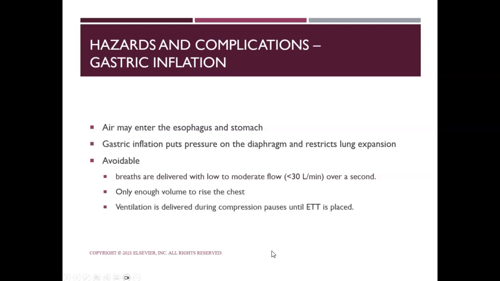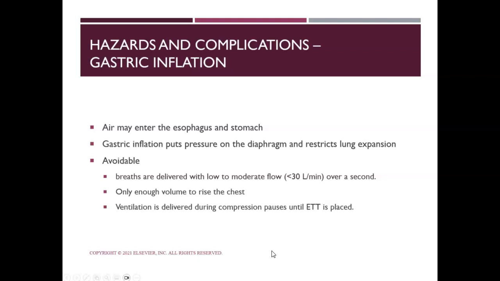Gastric inflation is another big complication. I've already shared how much I hate vomit. I do not want my patients vomiting on me, especially when I'm trapped at the head of the bed with no route of escape during codes. So I want to do everything in my power to minimize the amount of air that's going to go into that esophagus and stomach. Okay. Not just because I'm scared of vomit, but also because if my stomach, which sits right below my diaphragm, gets inflated like a balloon, it is going to put pressure on that diaphragm and make it so that that diaphragm is not going to be able to contract properly. And then my lungs will not be able to expand like they're supposed to.